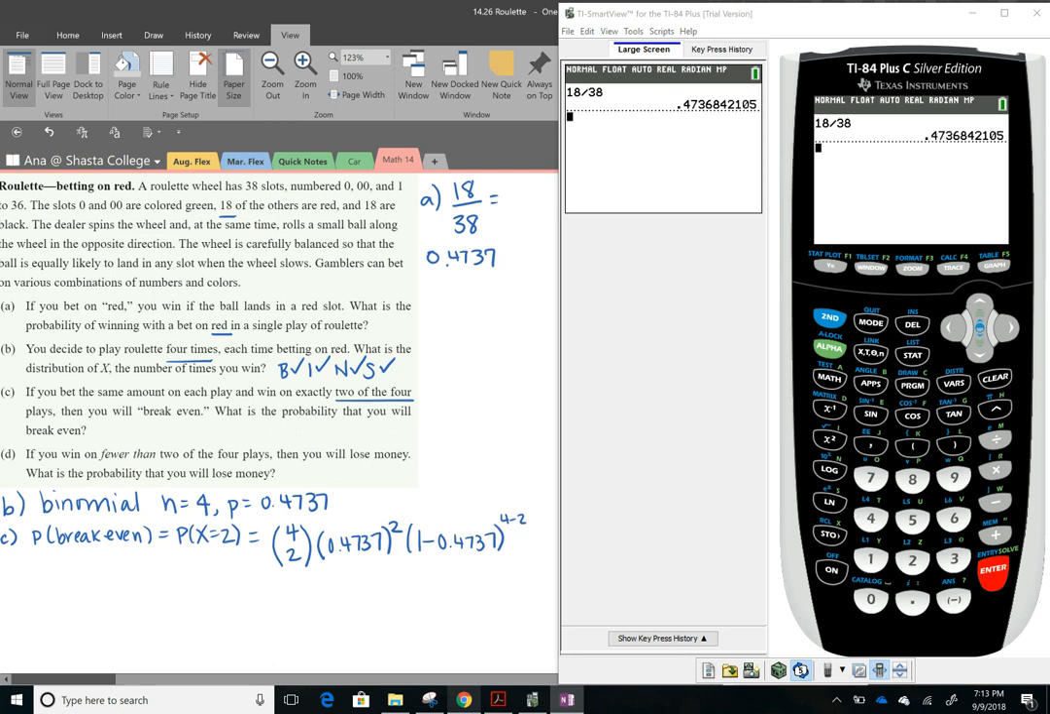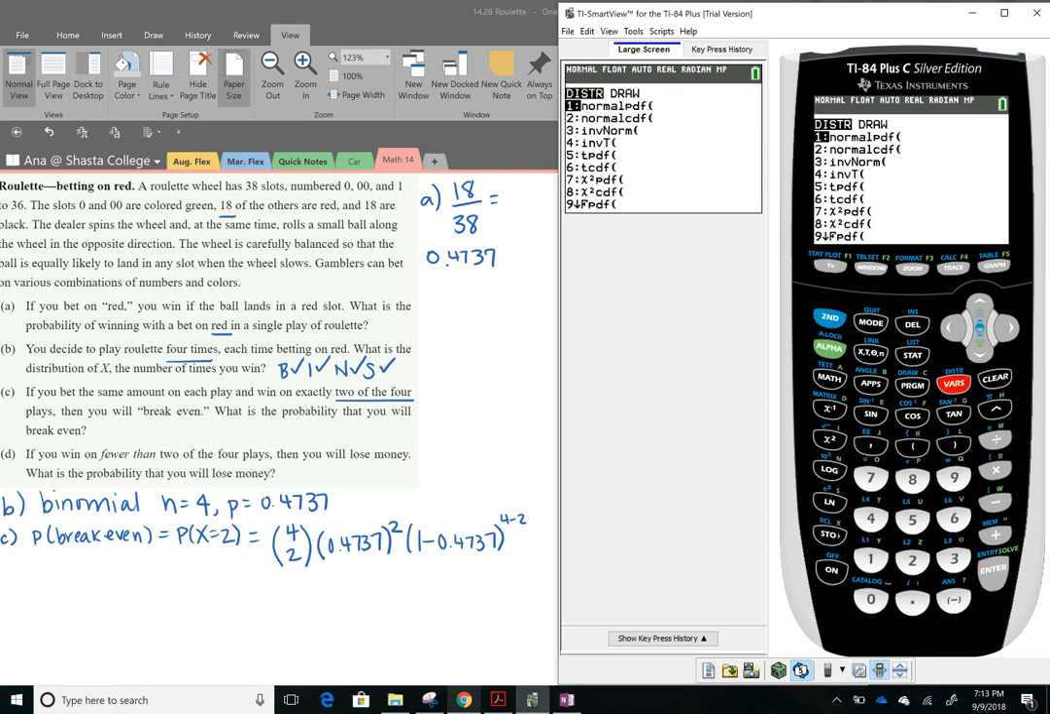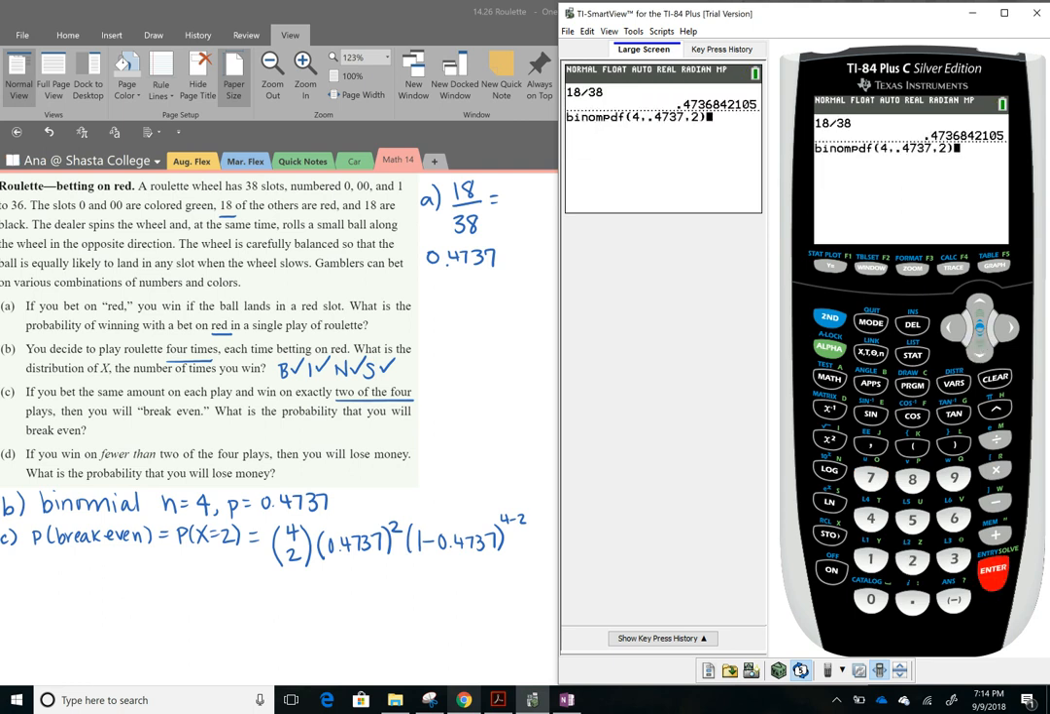We could plug this into our calculator by pressing second vars for distributions, and we want to scroll down, and because this is one exact value, we want a binomial PDF. In our binomial PDF, we have 4 trials. The probability of success is 0.4737. The x value that we want is 2. Hit enter, and our probability is 0.3729.